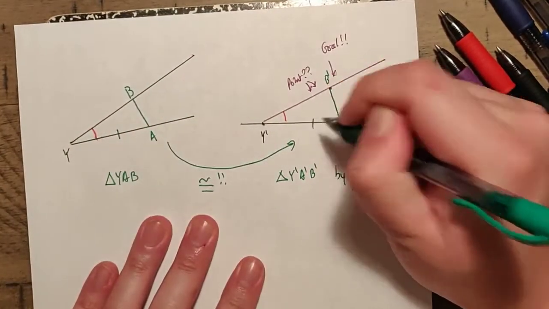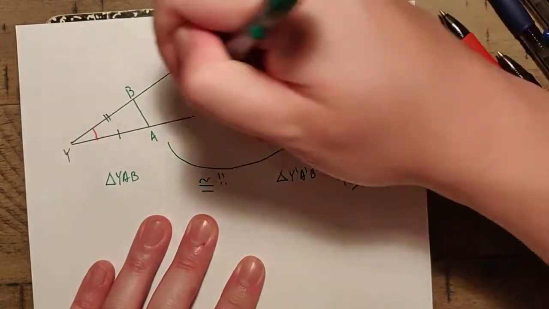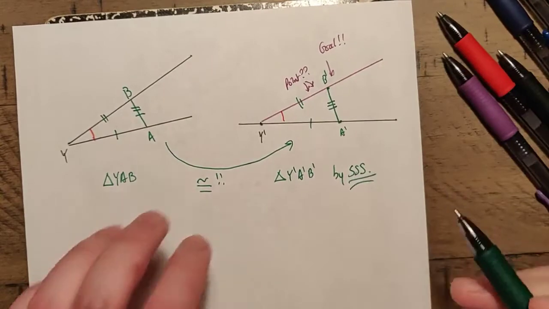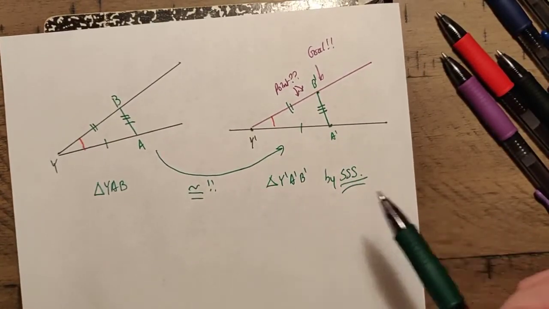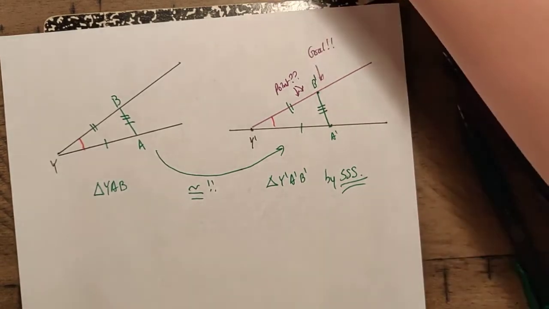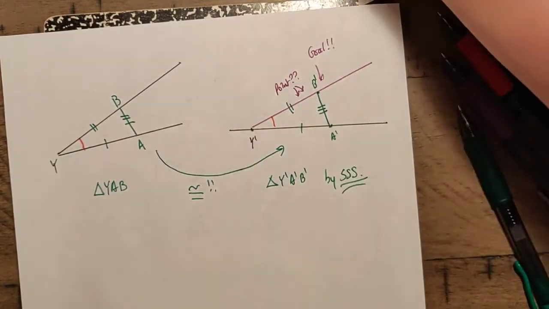I can get YA and YA prime to match. I can get YB and YB prime to match. And if I can get these to match here, we're in good shape. So notice that what we can do here is take this triangle and copy it side by side and move it all the way into the new triangle here. And I know how to do this because we know how to copy segments now. We know that exists.